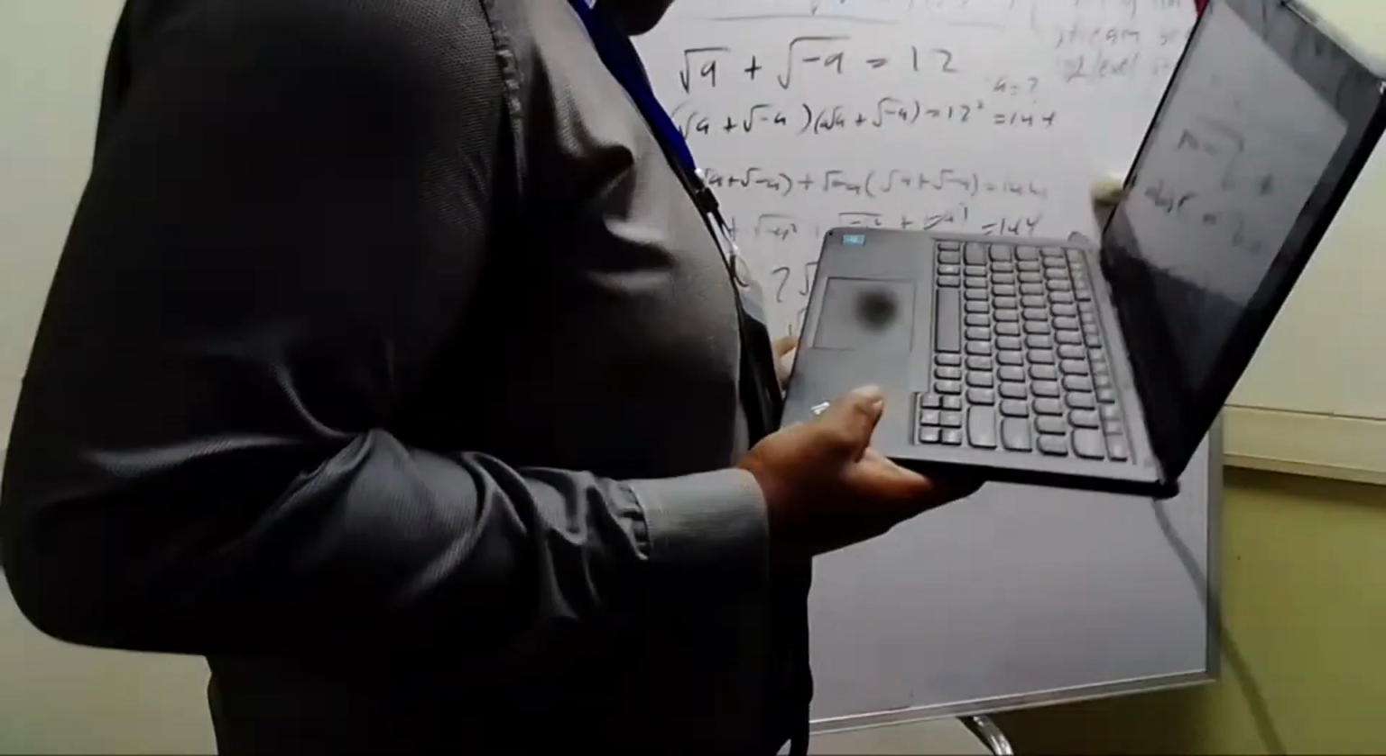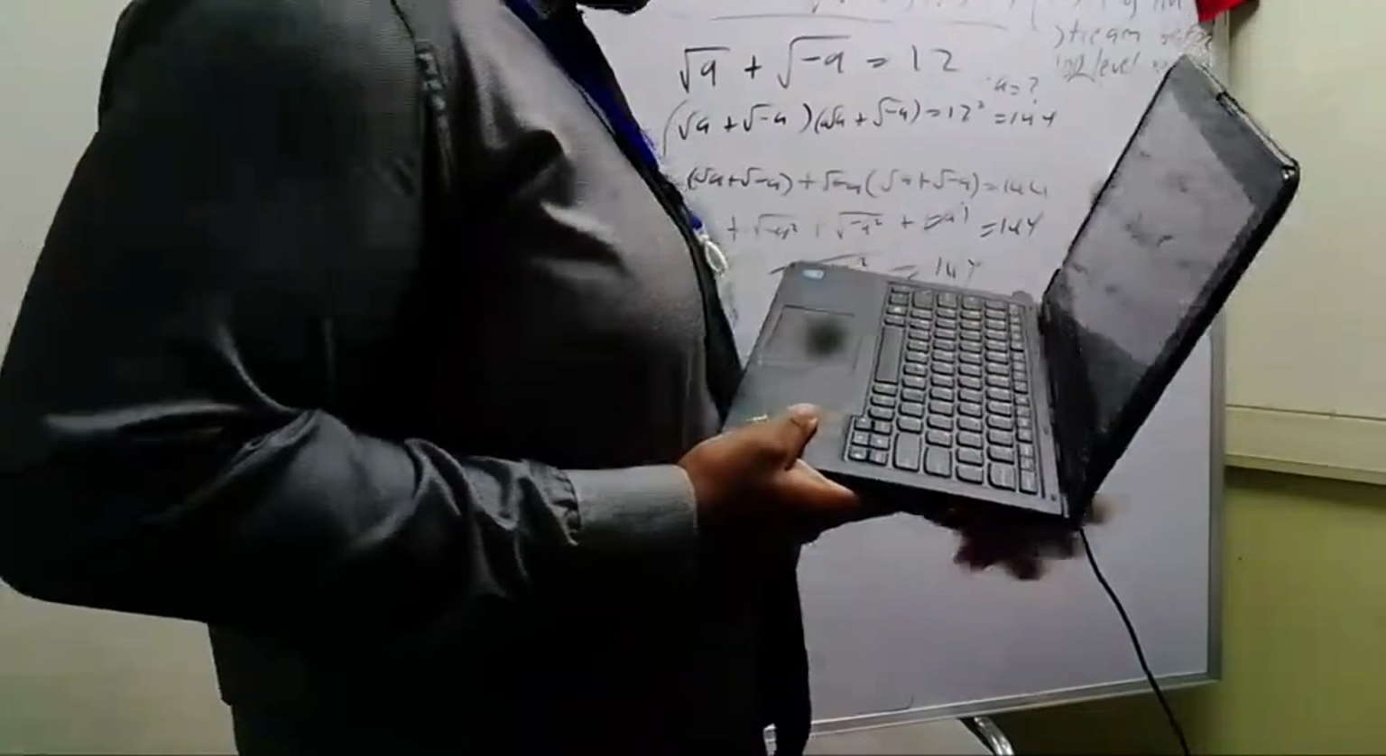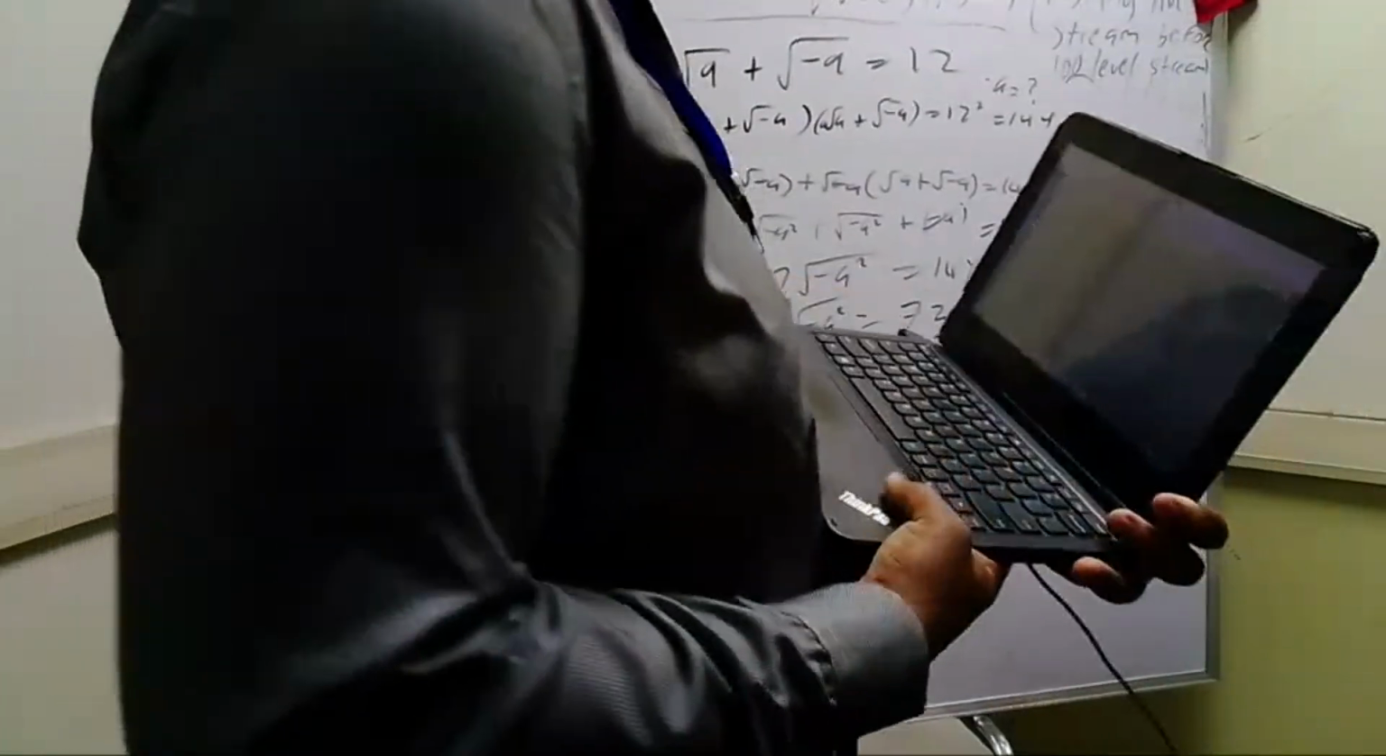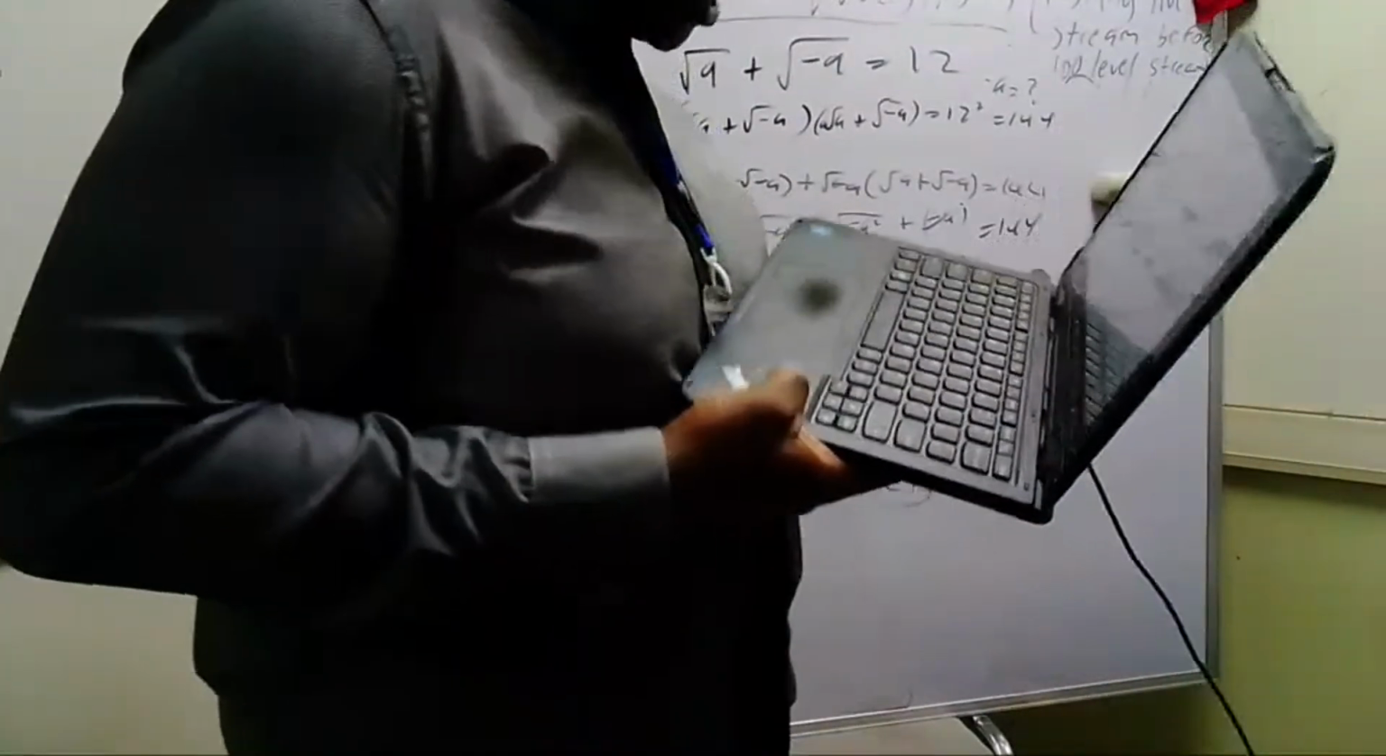And they got the square root of minus a squared is equal to 72. Then now they square both sides. That is 72. They wrote it here as 5184. But I didn't square both sides. So the final answer was a squared is equal to minus 5184.